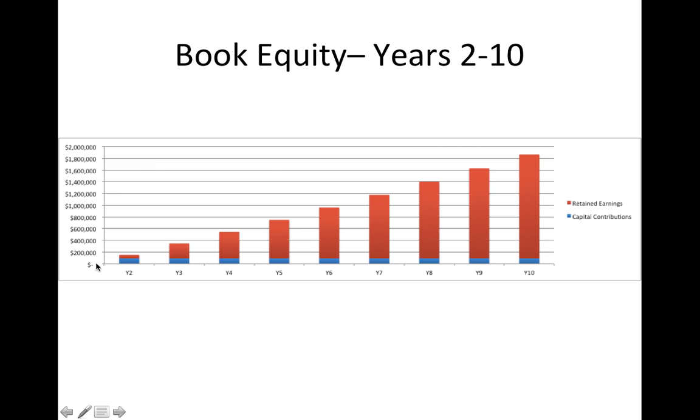And then, of course, years going forward, again, no need for capital contribution, and we're starting to put substantial amounts into retained earnings. And so, sure enough, we're now looking at having retained earnings in excess of $1.8 million, capital book value of equity of $1.8 million by the end of 10 years. So, again, a substantial growth.